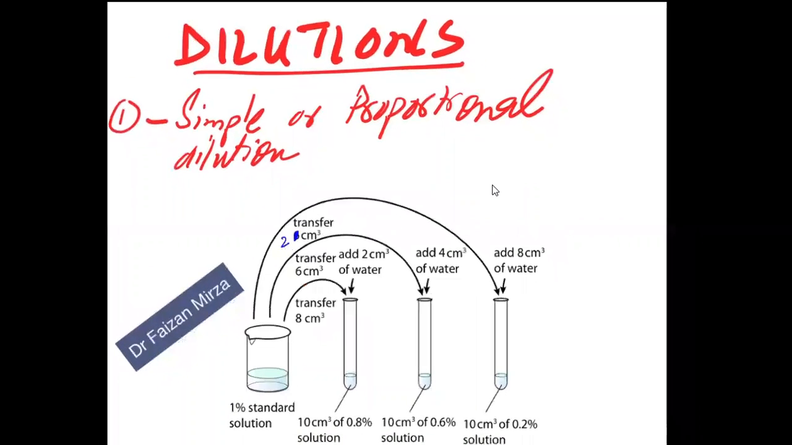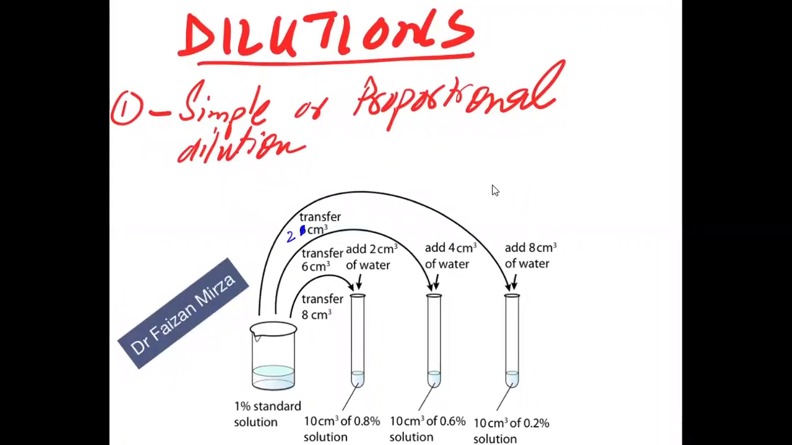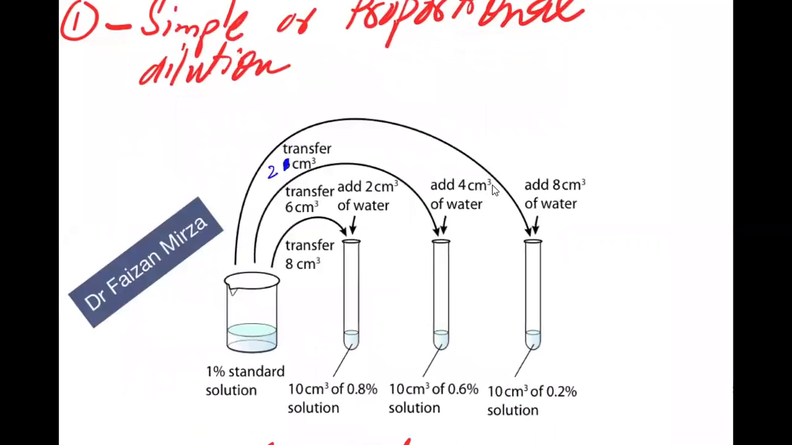I'm Dr. Faizan Mirza. In this video, I'll be discussing with you how dilutions are used to prepare a range of solutions using the simple or proportional dilution method. Now, in the simple or proportional dilution method, what do we do? We have a standard solution. For example, a 1% standard solution is provided to me, and using this solution, I'll prepare a range of solutions.